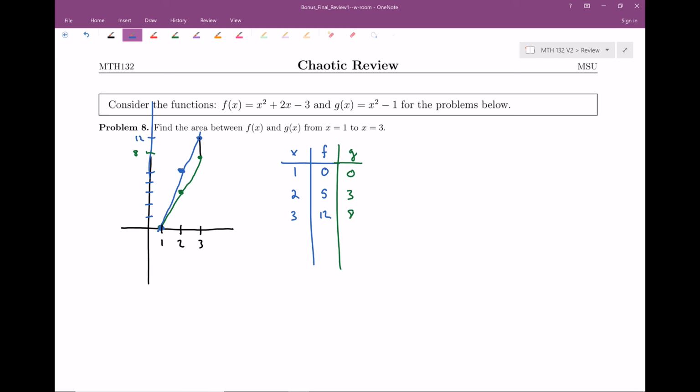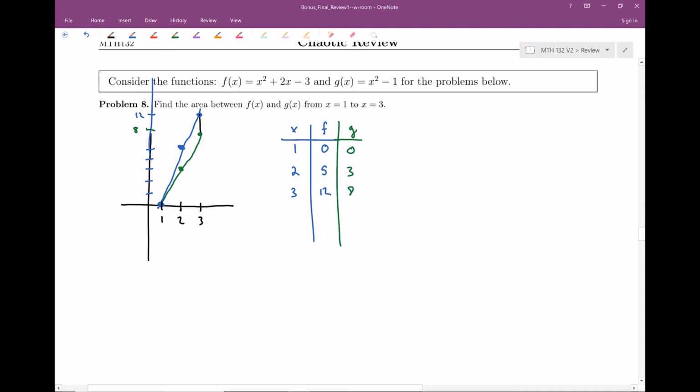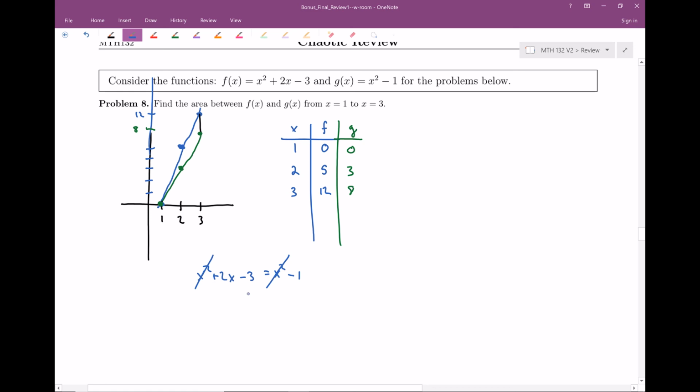It doesn't look like they make any switches, right? It seems to me that the green is always on the bottom. But let's make sure that secretly there isn't maybe an intersection over here. If I set these equal to each other, x squared plus 2x minus 3 equals x squared minus 1. If I solve for this, maybe I cancel out the x squareds on both sides. Let's add 3. So I'm going to have 2x is equal to 2. So this tells me that they only cross at 1. This is the only opportunity they have to cross, for one that was on top to go to bottom, or one that was on bottom to go to top.